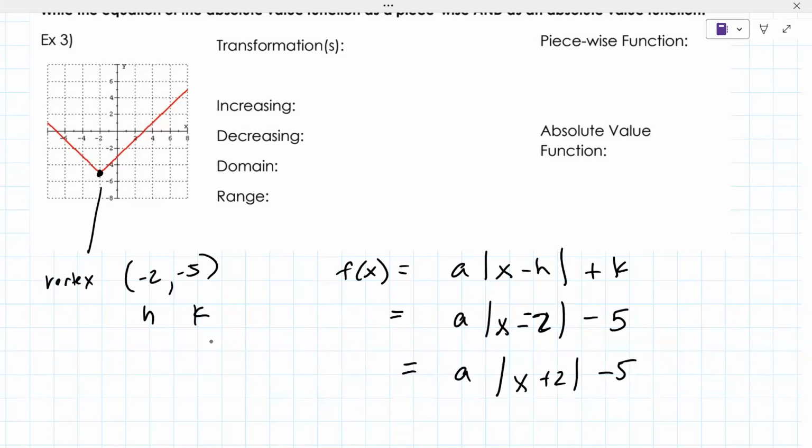There's a couple of ways to find a. One is to use the slope of the line. The other is to find another point on the graph. Both work. The more advanced approach is to figure out the slope of this line. What do you think you guys did in class?